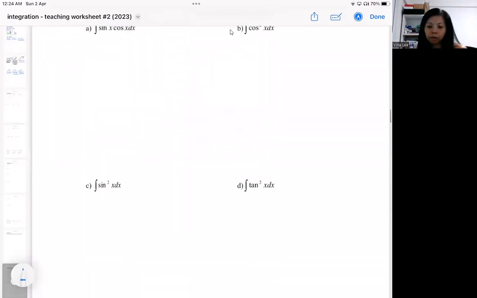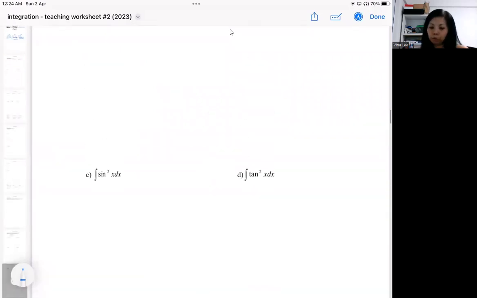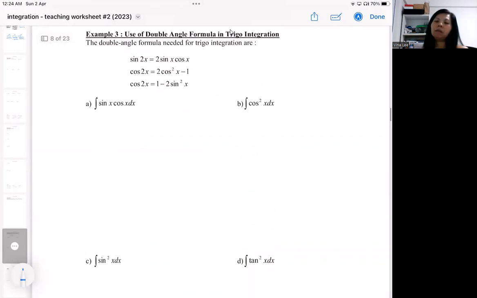Okay, in example 3 and 4, we are still doing trigo integration, but we are integrating the things that don't fall into the basic two blocks of formula. So when it doesn't fall into the basic two blocks of formula, sometimes we need to use our double angle. So there will be a use in double angle when we cannot integrate things that fall into the basic two blocks of formula.